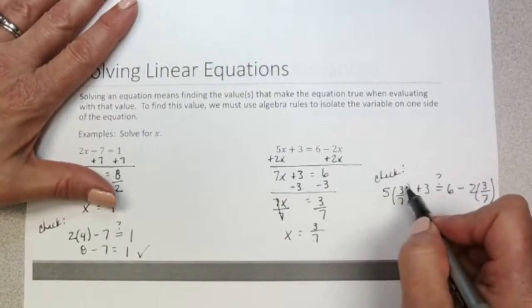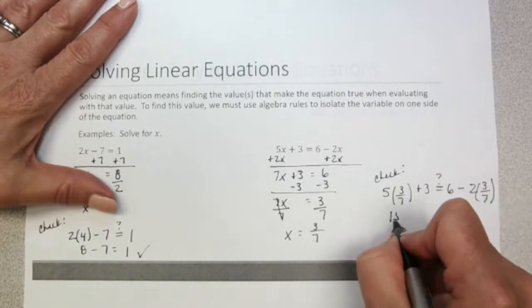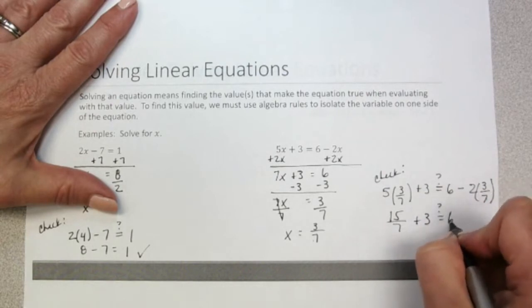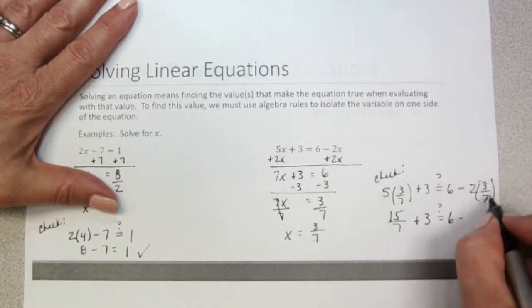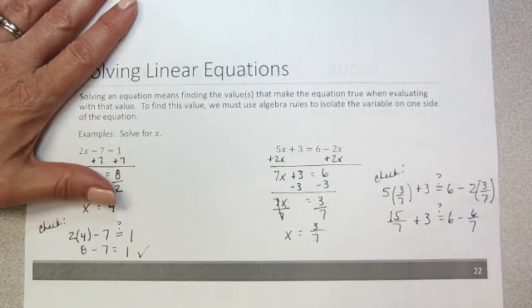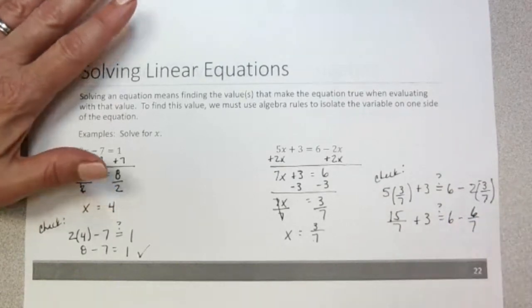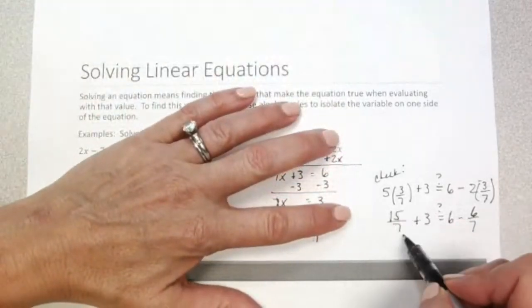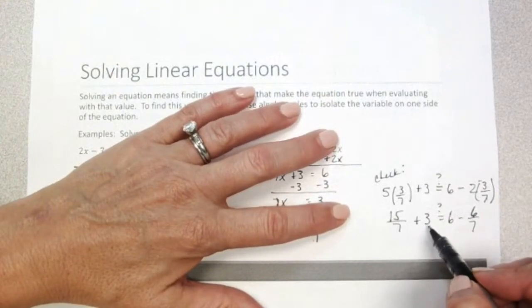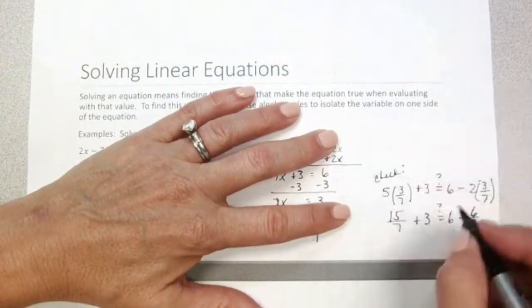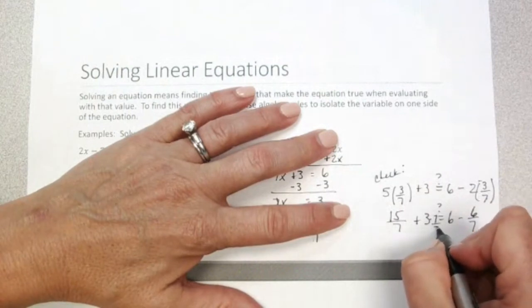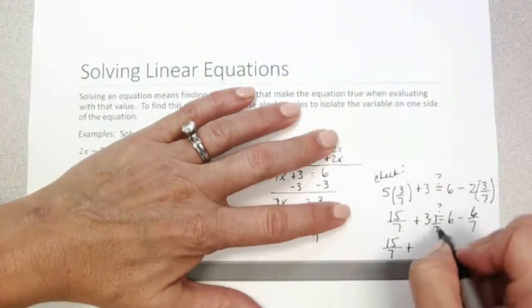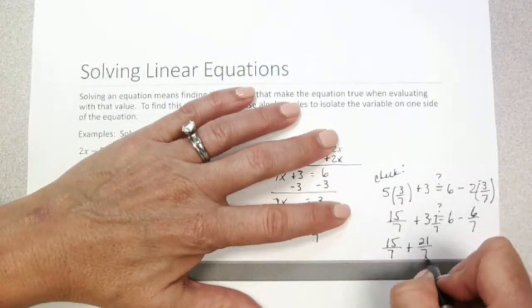Well, 5 times 3/7 is 15/7 plus 3. Is that equal to 6 minus, and 2 times 3 is 6/7? Well, I could put this into my calculator at this point, but let's just take a minute to review fractions. If I want to add 15/7 to 3, I'm going to need to convert 3 over to 7ths, or I'm going to need to multiply that 3 by 7 over 7. When I do that, I have 15/7 plus 3 times 7, or 21/7.